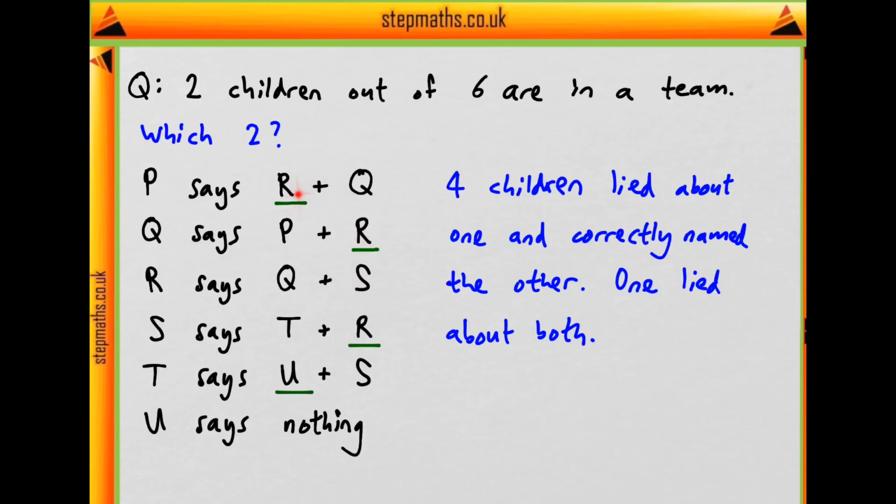So 4 of them are correctly naming one, so 3 of them are naming R, 1 of them is naming U. 1 of them is lying about both, that's child R, then we've got U saying nothing. So our final answer, because this adds up, is the 2 children must be R and U. And this corresponds to F on the question paper.